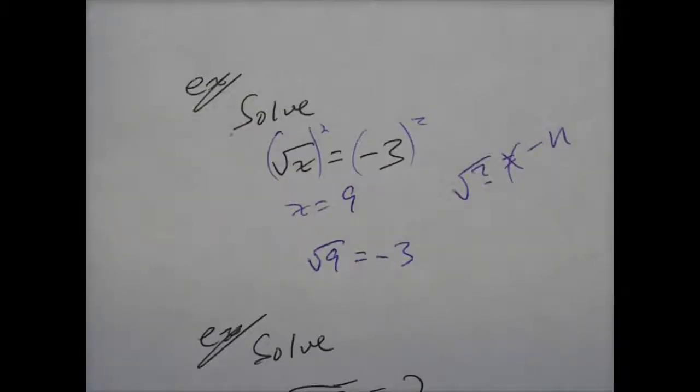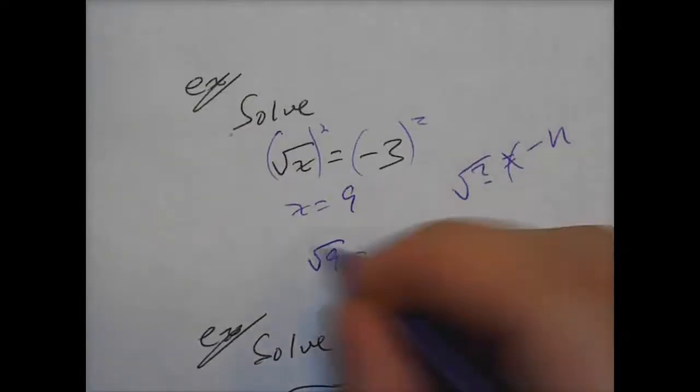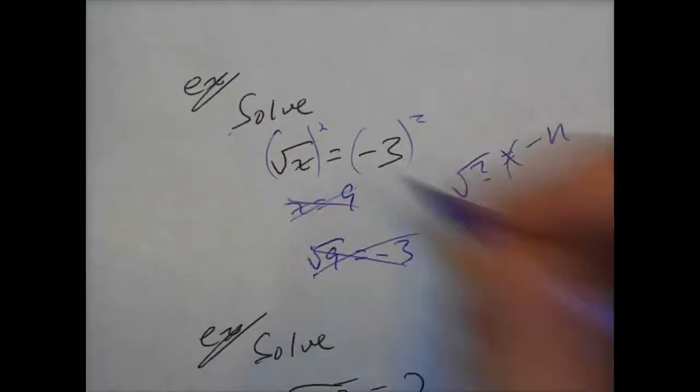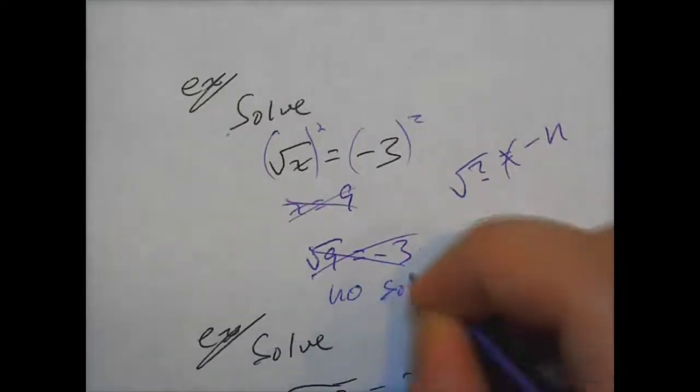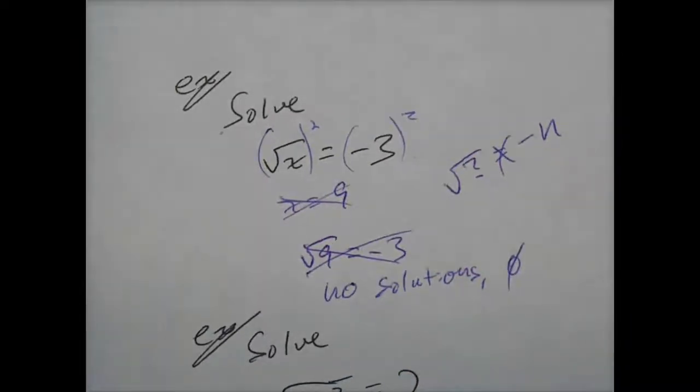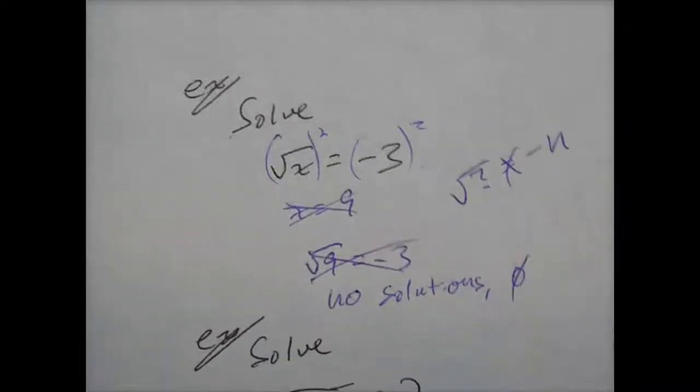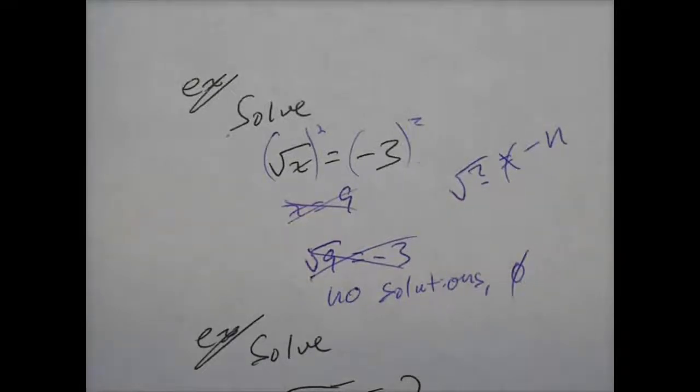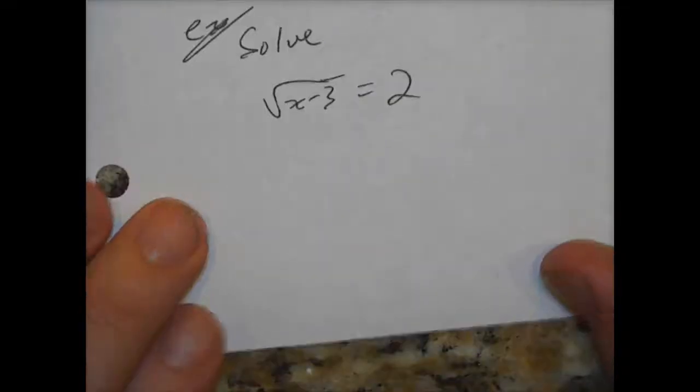Knowing that, we just need to check our answers as we go, because this one would actually have no solution since that does not work. So we would say no solutions, or we could write it as the empty set. That 0 with the line through it means the empty set. Super fancy.